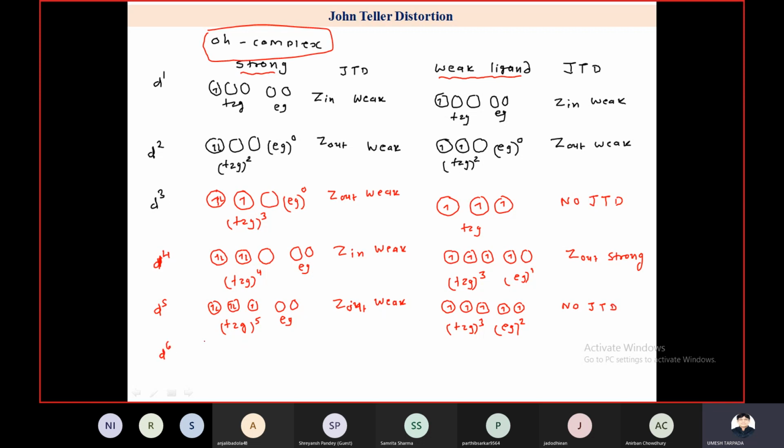What is the case of D6? The T2 orbital will be symmetrical. So this is T2G6. It is a symmetrical one. So there is no Jahn-Teller distortion. And in this case, what happens?